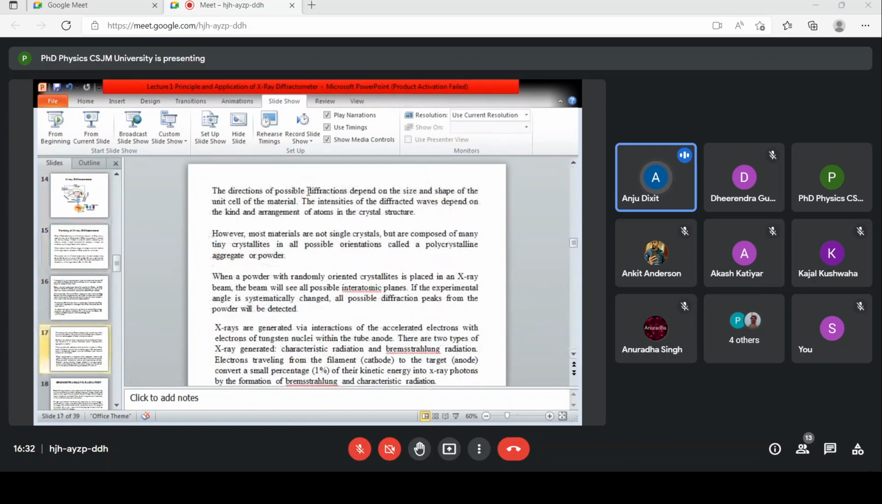So the diffraction, or possible diffraction, depends on the size and shape of the unit cell of the material. The intensities of the diffracted wave depend on the kind and arrangement of atoms in the crystal structure. As I just told you, the spectrum depends on what kind of pattern is forming inside your crystal structure. However, most materials are not single crystals but are composed of many tiny crystallites in all possible orientations, called polycrystalline, aggregate and powder materials.